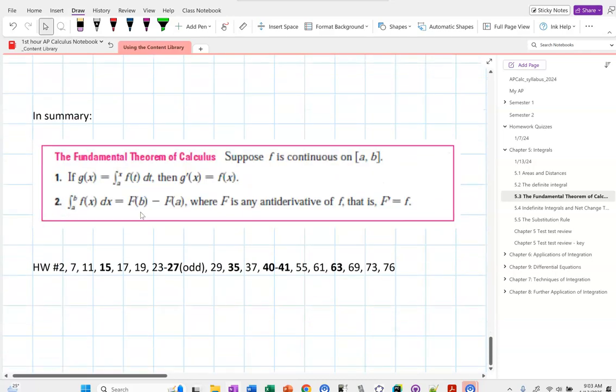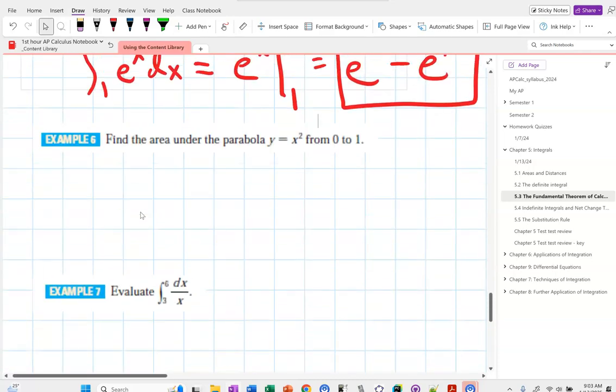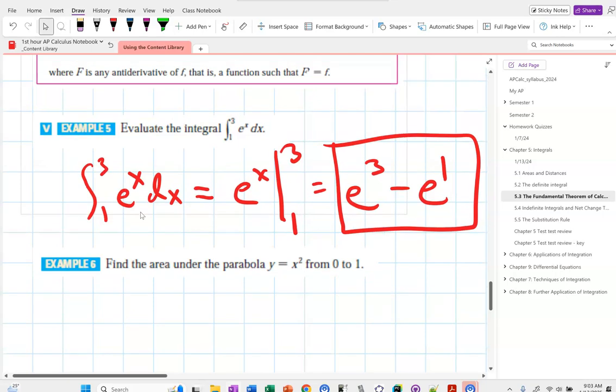I have some more examples here, but we're basically out of time. We can do some more examples next time. Okay.